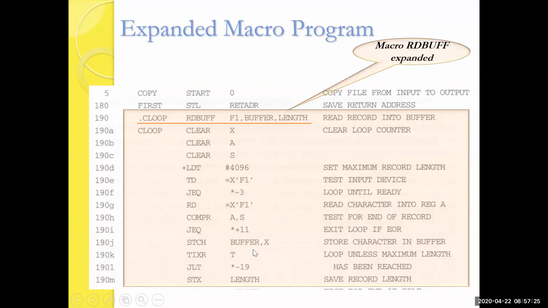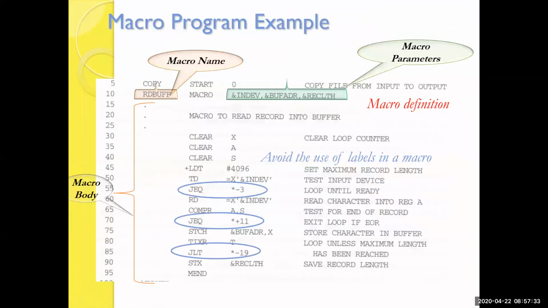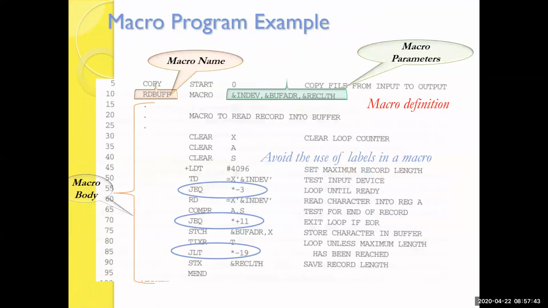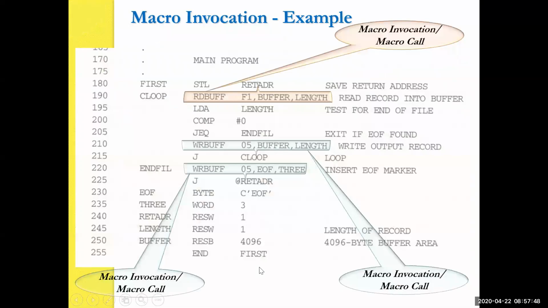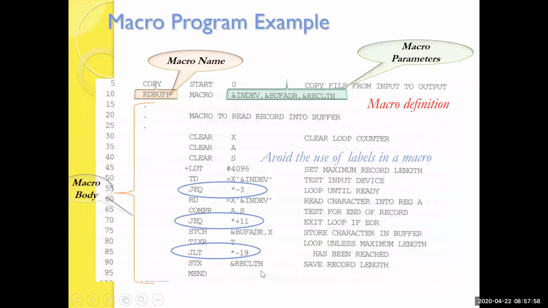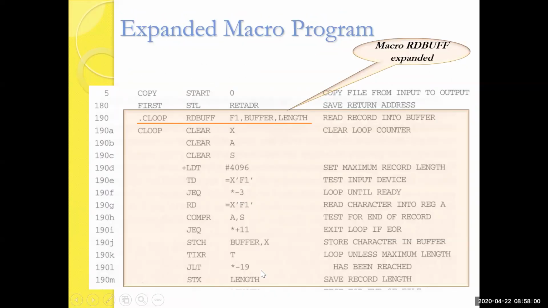Likewise, rest of the statements are generated with INDEV replaced with F1, buffer address being replaced with buffer, and record length replaced with length. So the last statement in the definition is STX record length. So this is the last line that is generated. You can see it is highlighted here in a rectangular box. The last instruction is STX, and in the definition you may see that the parameter is record length, which has been replaced with length here.